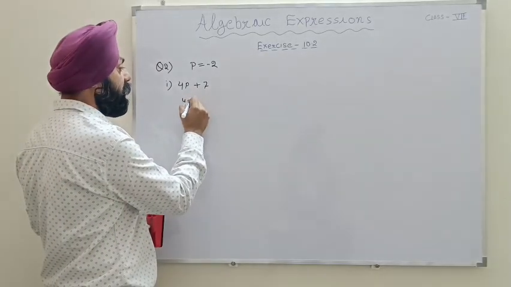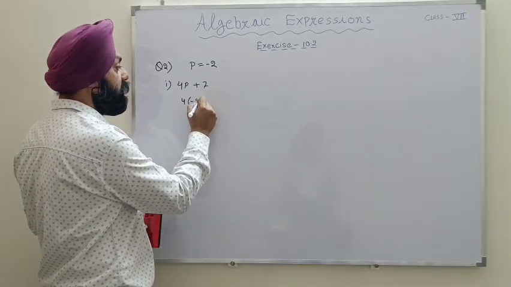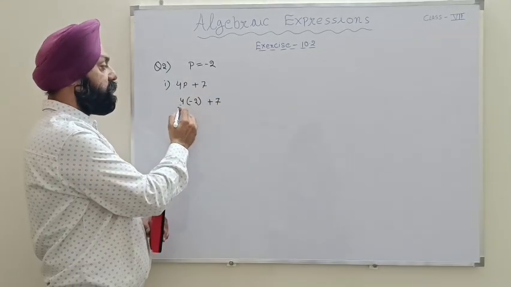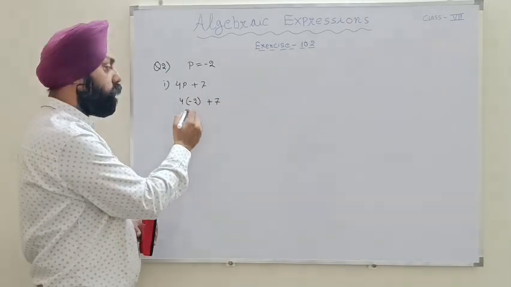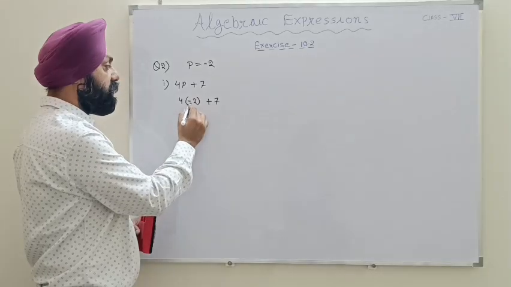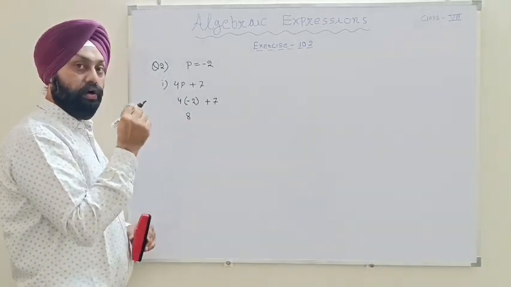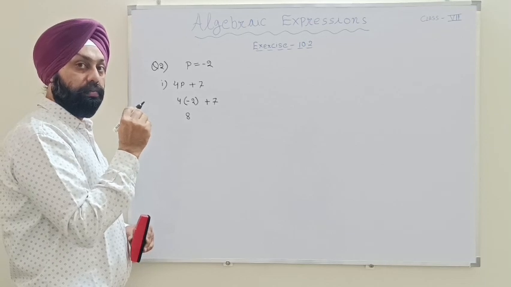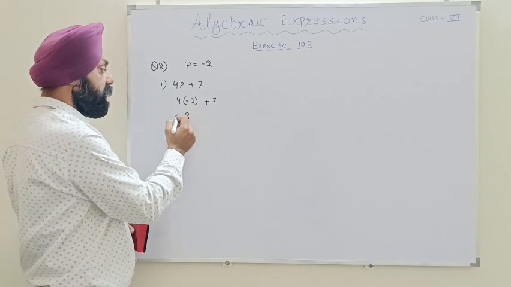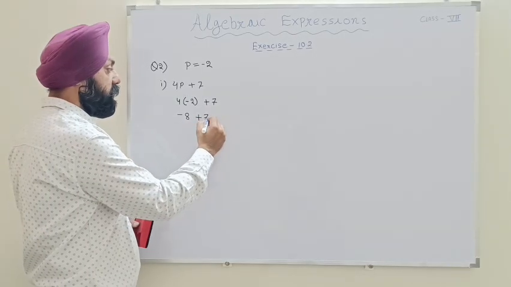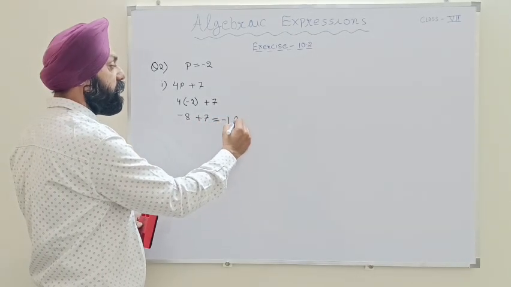So 4 and minus p, they are getting multiplied with each other, plus 7. So what will happen? We will just multiply the number as it is. So 4 2s will give 8, and because there is one negative sign, and whenever there is an odd number of minus signs, they usually get negative. So minus 8 plus 7 will give minus 1 as the answer.